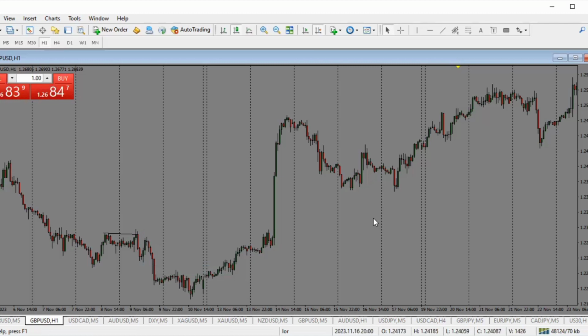All right, so I'm going to give you another example here. If you look at this, just take a look at this. This is a session order block. This happened on the 16th of November. It's a session order block.